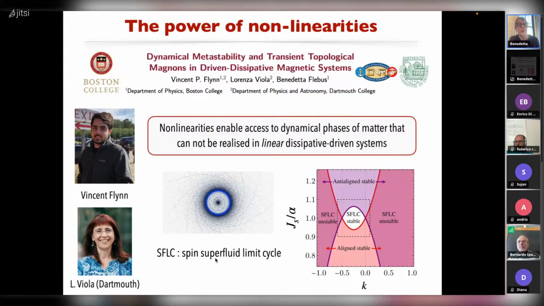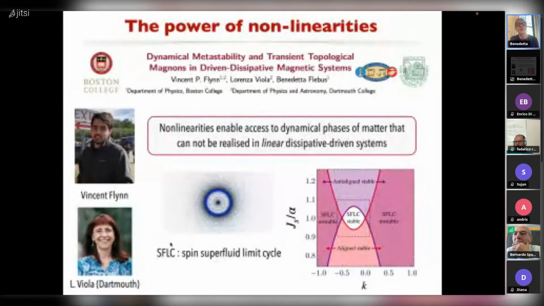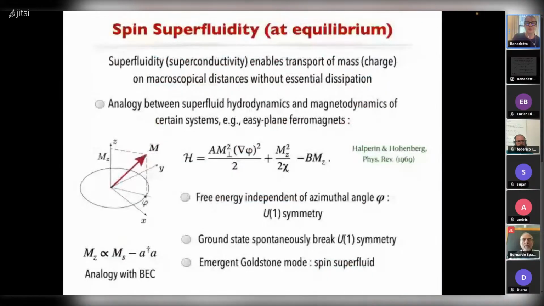I will focus on this phase, which we call spin superfluid limit cycle. And here the key is that if you have a system that is intrinsically nonlinear, you can truly access dynamical phases that you will never be able to realize in a linear dissipative driven system. And from a dynamical point of view, a limit cycle is exactly that. So this limit cycle realizes a spin superfluid state.